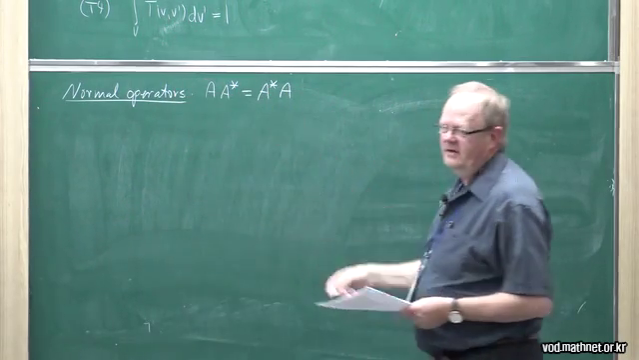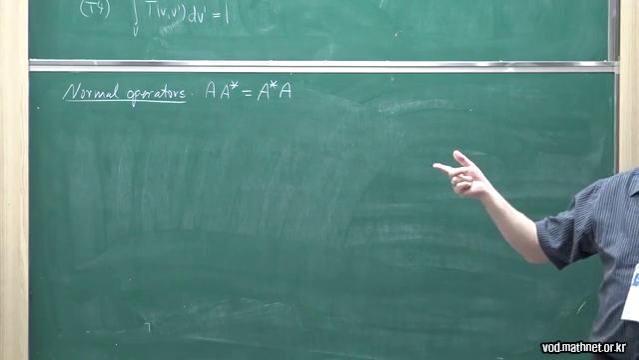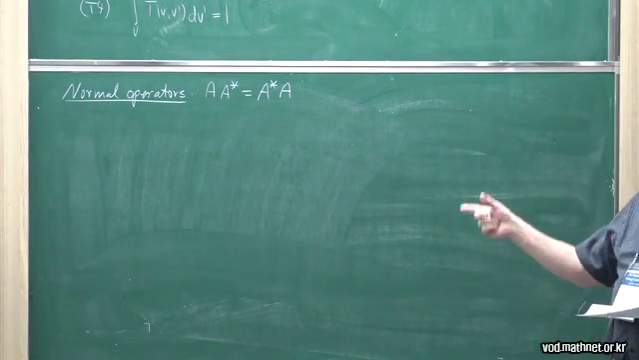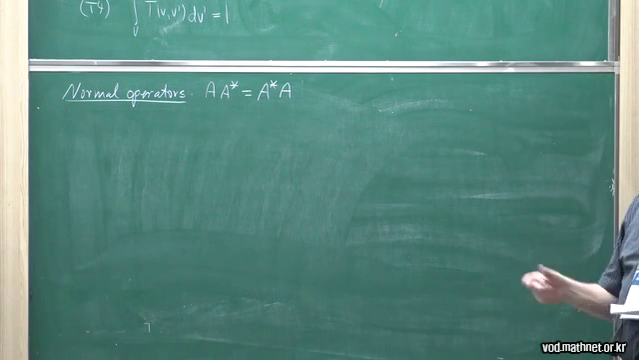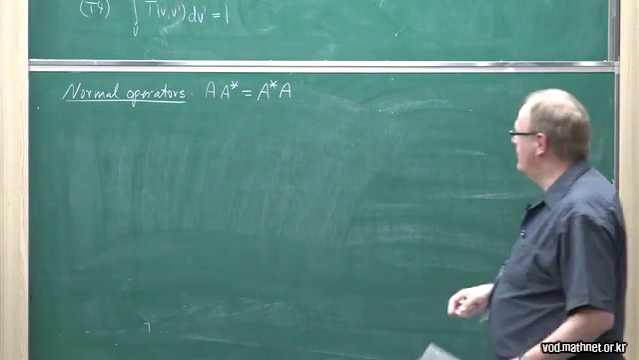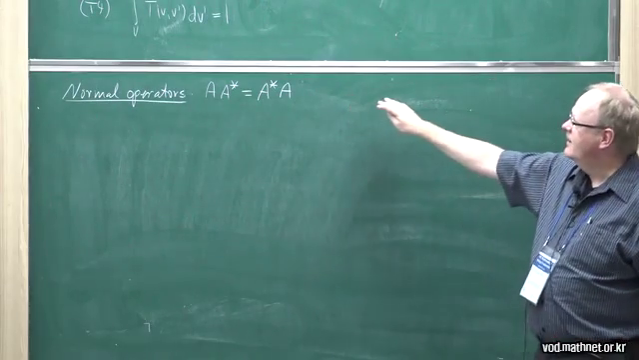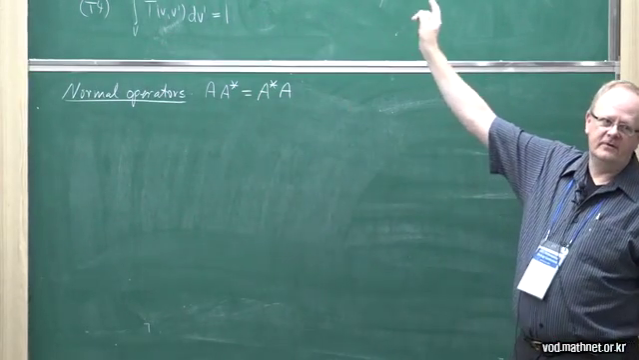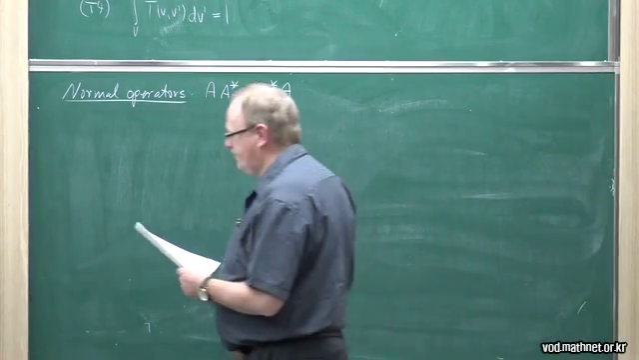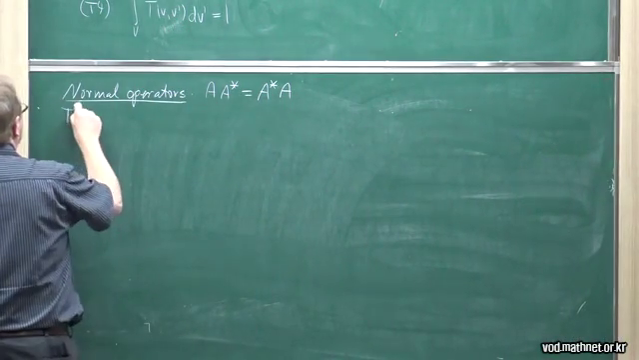A A star equals A star A. It is a little bit weaker than self-adjoint. If something is self-adjoint, it would satisfy this, of course. If something is symmetric, it would satisfy this. But it's just a commutation between A and A star. And it turns out that this normality helps us a whole lot to deal with these conditions T1, T2, T3, and T4. So let me show you how this works.